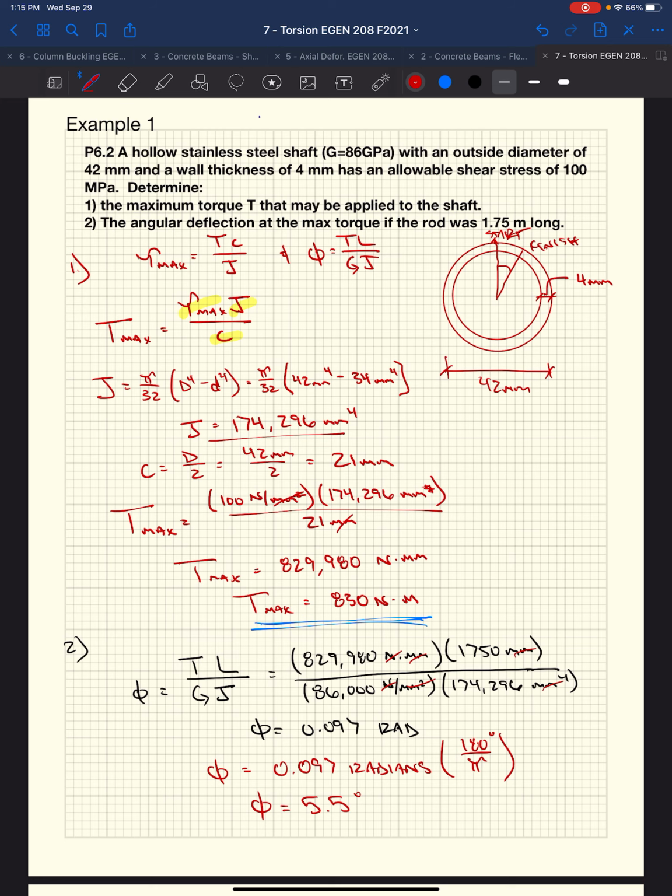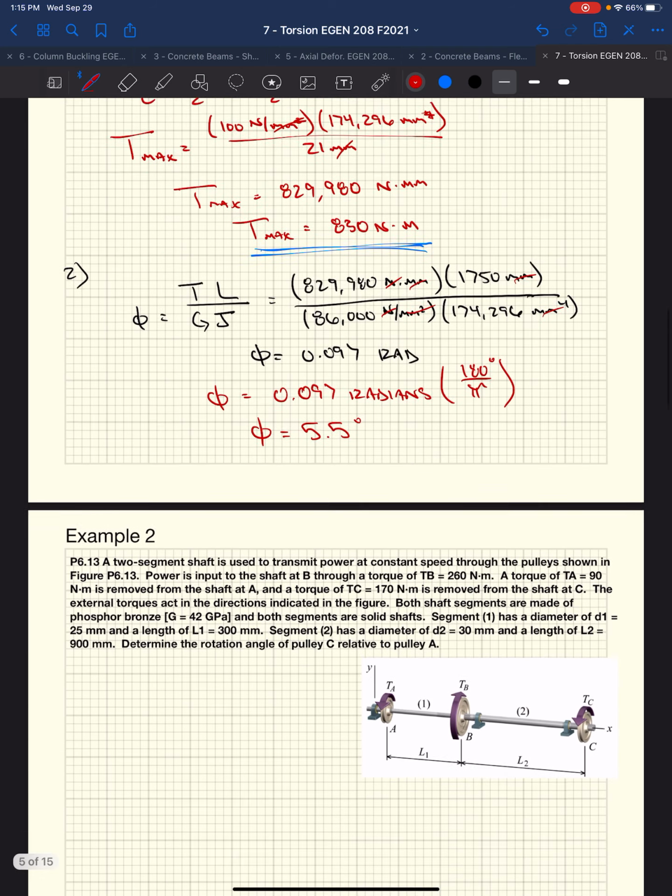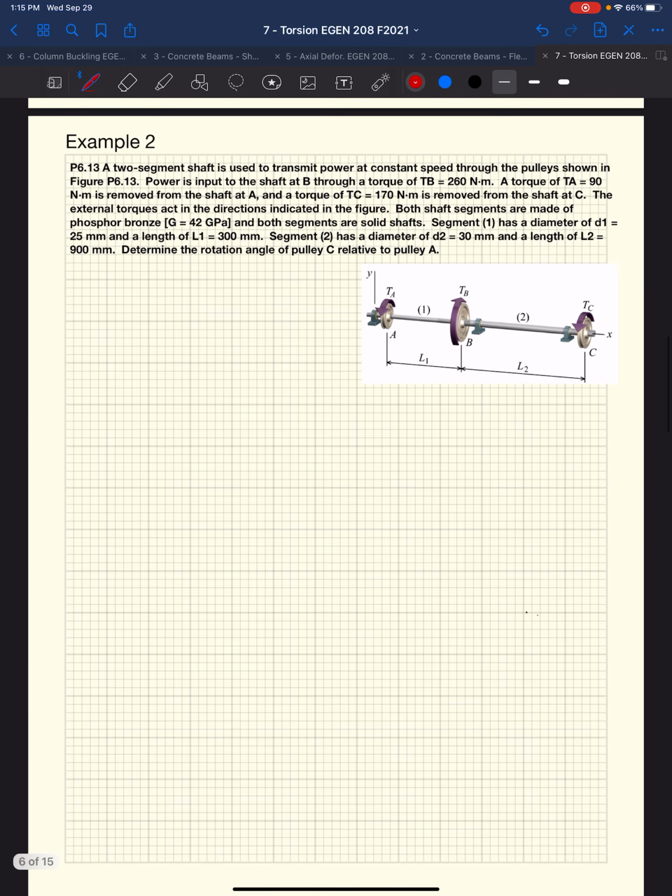Okay, I'm going to keep this ready. Any questions on that example? No? All right, we're going to get into one where you have to do a little bit more thinking.